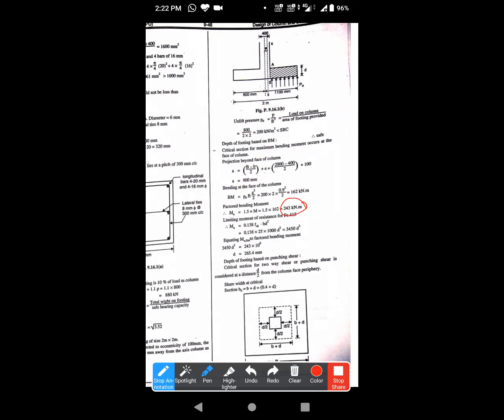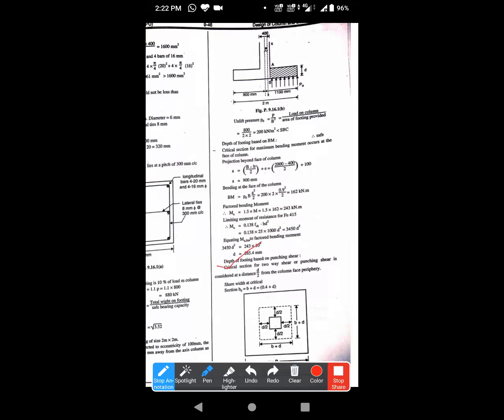Now you have to find the limiting moment of resistance, which is based upon the grade of steel you are using. Which grade of steel are you using? It is Fe415. That is Mu is equal to 0.138 fck B D square. Now you have to equate your bending moment and your ultimate bending moment. Now you can see here D is equal to 265.4 mm, that is the effective depth.